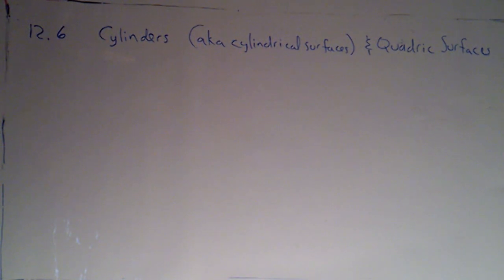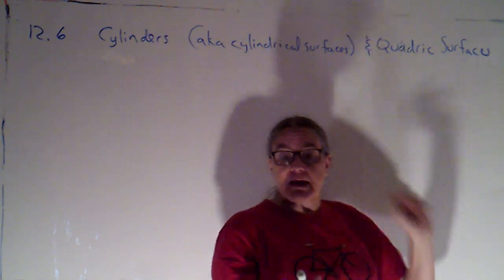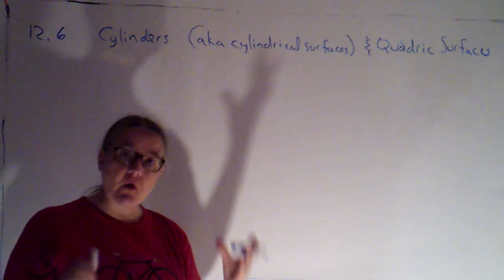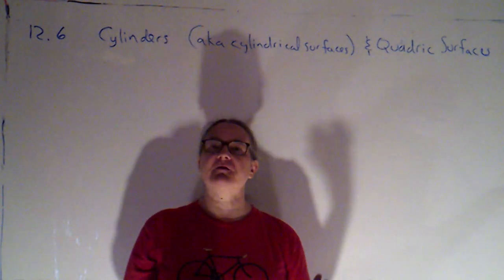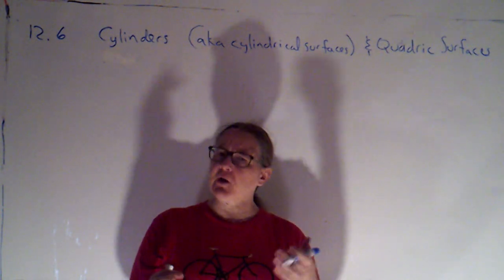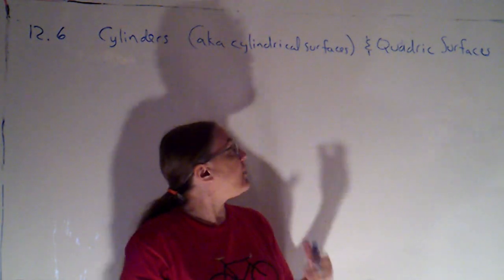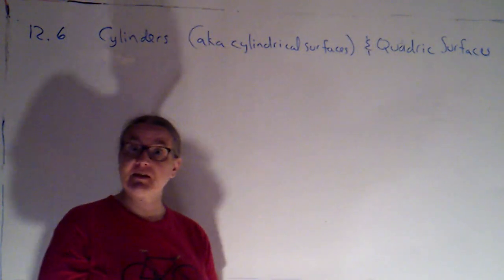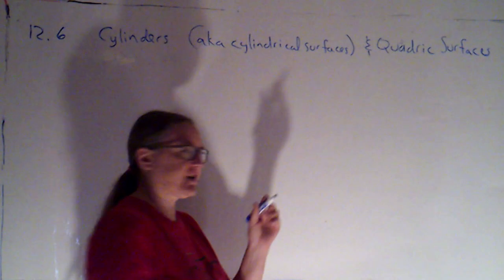The other type of surface that's covered in section 12.6 is quadric surfaces. Now those are going to be surfaces where the cross-sectional curves that we get when we intersect the surface with a plane, and we're going to be concerned with planes that are parallel to the coordinate planes. When we intersect those surfaces with one of these planes, we're going to get a curve, and those curves are going to be conic sections.